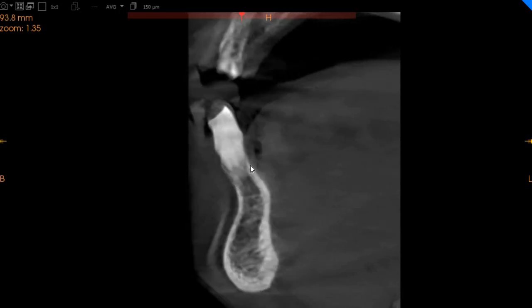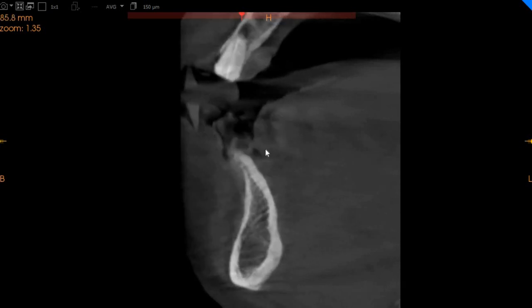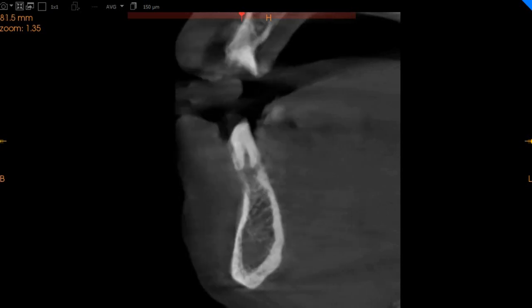On the lower right hand quadrant, we've got slightly thinner ridge at an angle. We've got 4.8 millimeters of width with approximately 11 millimeters of height. This is the canine region. This becomes very knife edge. So here an implant placement is going to be difficult.